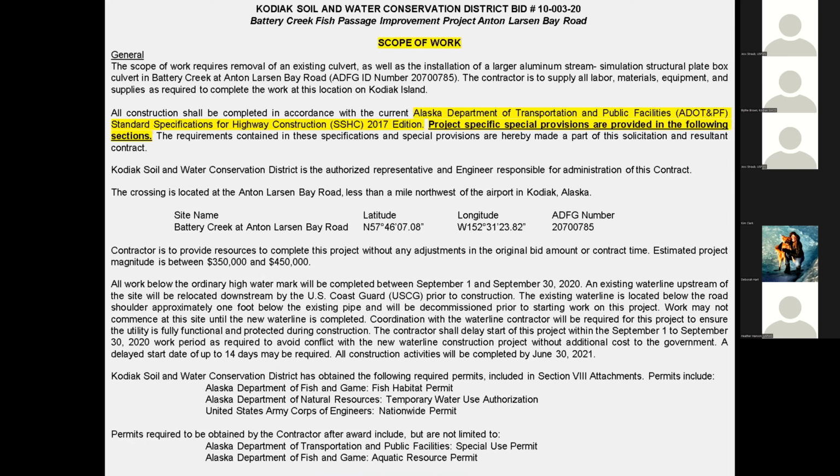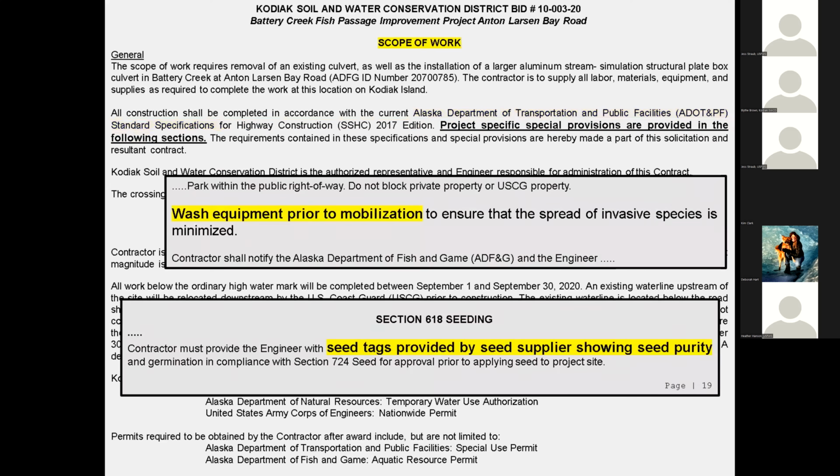There are a few other items you can write into your scope of work. In this example, project-specific special provisions were added to the Alaska DOT standard specifications. Some of those special provisions include items such as wash equipment prior to mobilization. Section 218, provide seed tags showing seed purity.